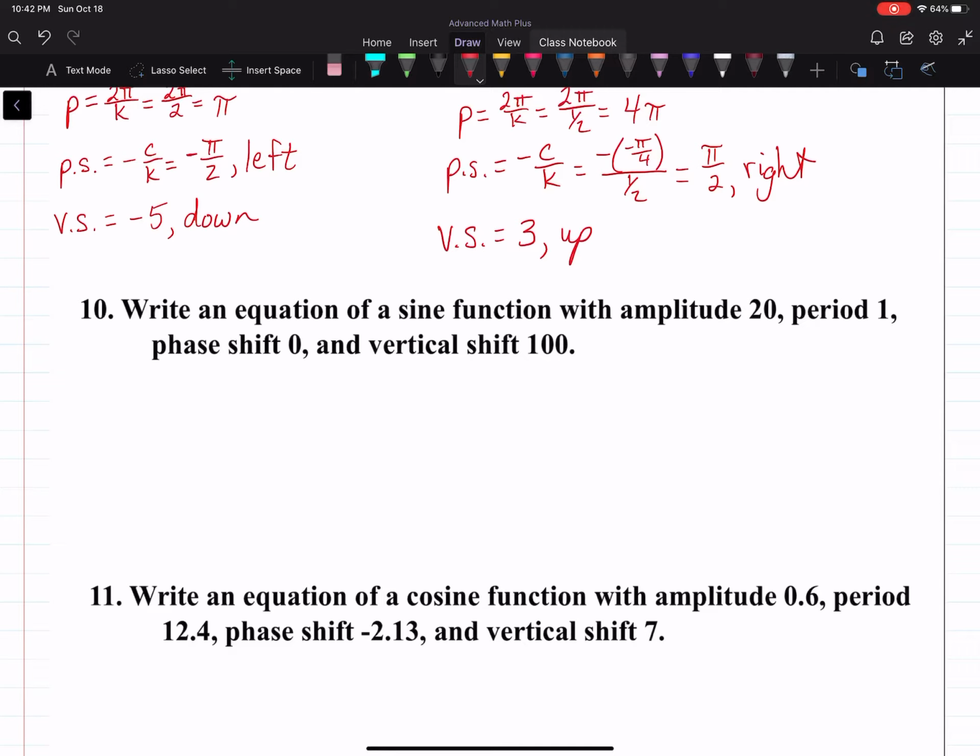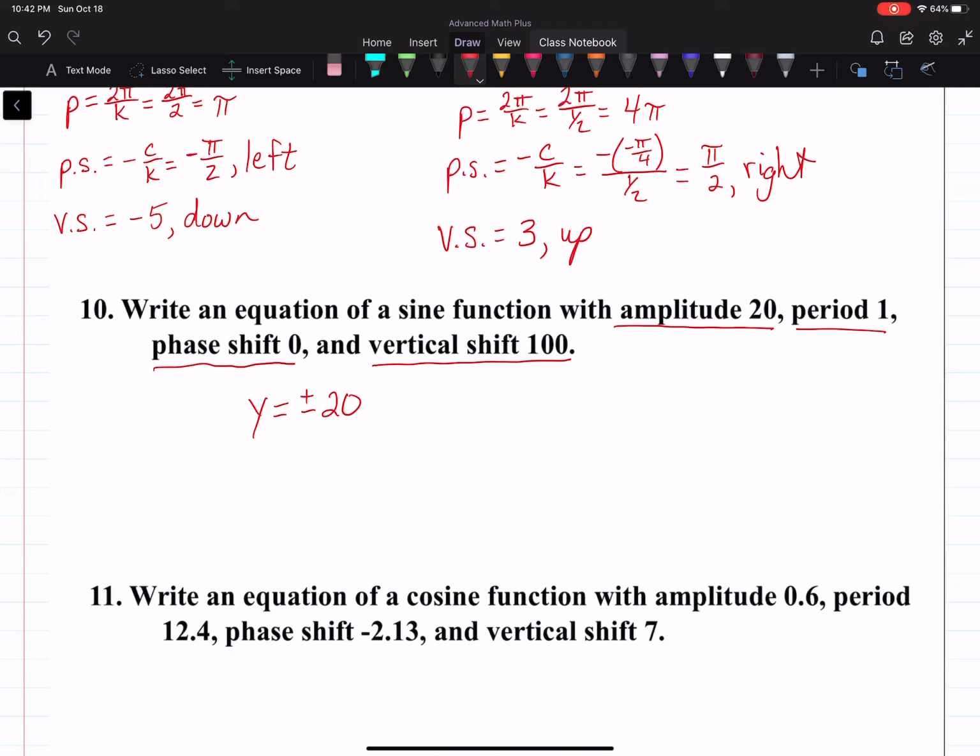They want us to write the equation, and they give us the amplitude, the period, the phase shift, and the vertical shift. So we're going to start off. We know the easy stuff, so we have y equals, remember, we're going to do plus or minus the amplitude, because we don't know if it's positive or negative. We just know amplitude is always positive, but in the equation we don't know if it's positive or negative. Okay, plus or minus 20.